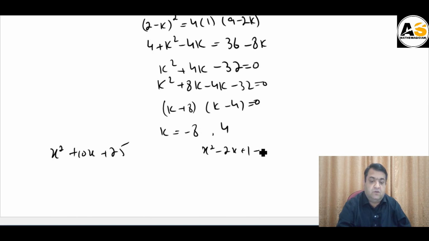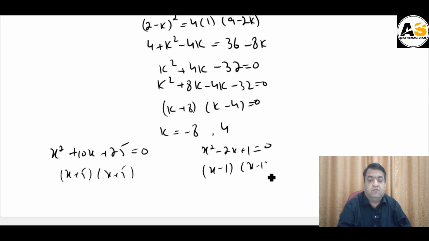So this equation will give you two factors, x plus 5 into x plus 5, the same factor, and x minus 1 into x minus 1. You can factorize it by yourself. So from here x will be minus 5 and from here x will be 1. This was the first part of today's question.